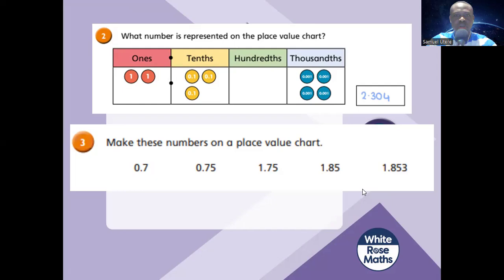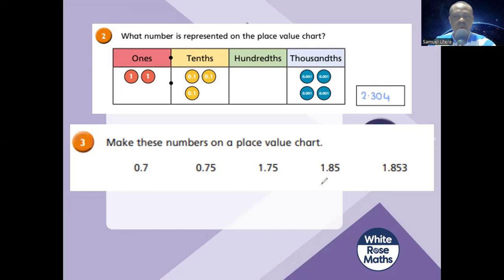And then for question 3, we were asked to make these numbers on a place value chart. Now, just to make a quick comment on this, if you wanted to make the place value chart, this one will have 0 ones and 7 tenths. This one will have 0 ones, 7 tenths, and 5 hundredths. This one will have 1 in the ones column, 7 tenths, and 5 hundredths.